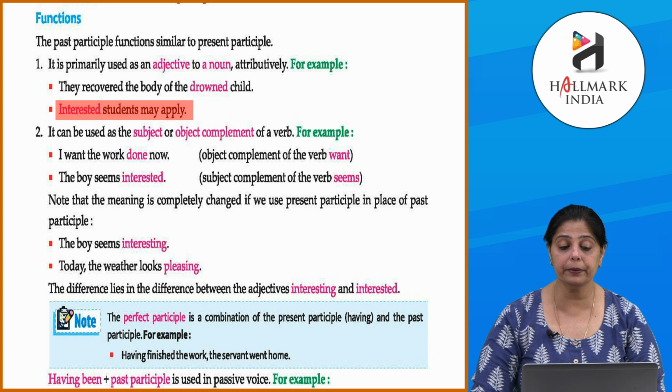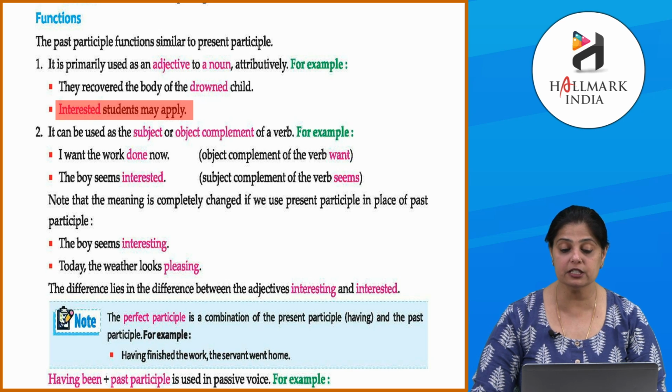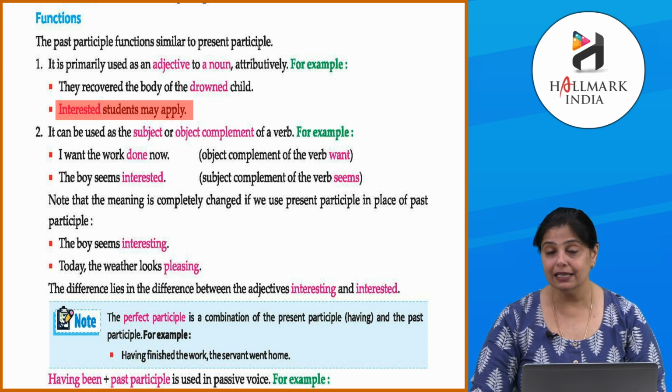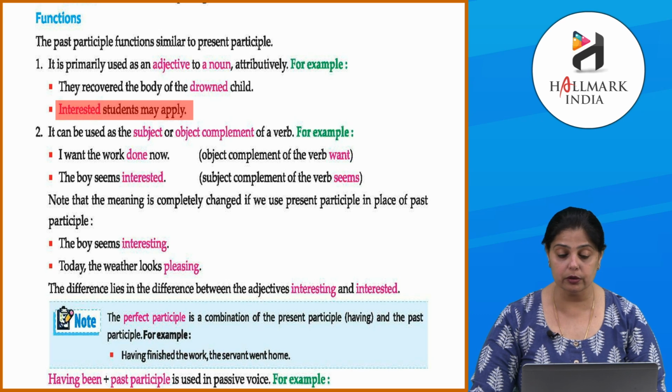तो आपने देखा यहाँ पे it is used as an adjective to the noun. Noun क्या हुआ पहले sentence में? Child. और second sentence में student is the noun. तो उसको it has been used as an adjective to this particular noun. Drowned child. Interested student. Okay.